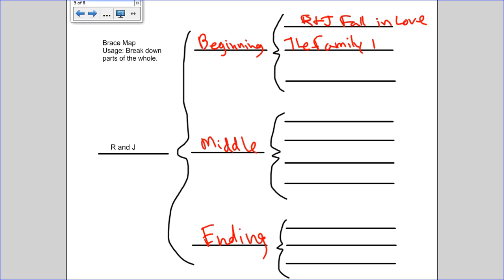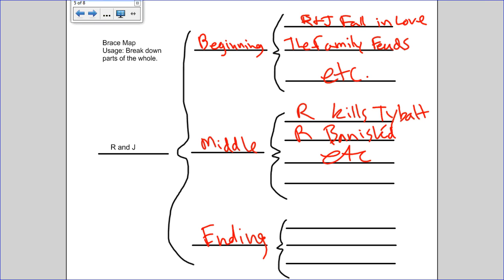The family feuds, etc. Okay, in the middle, Romeo kills Tybalt. Romeo is banished by the prince, etc. Etc. meaning and so on. And in the end, Romeo and Juliet kill themselves.